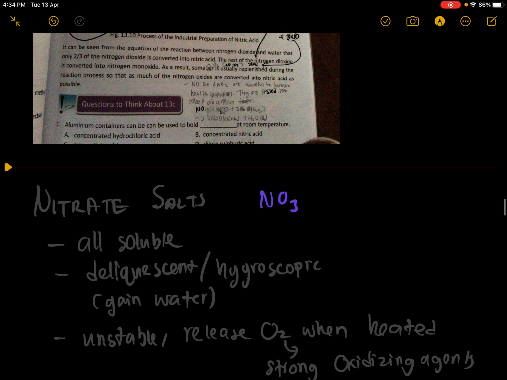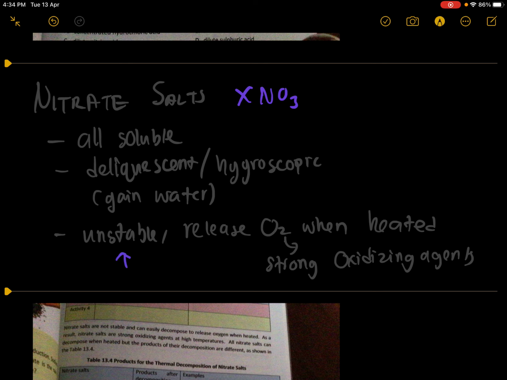Nitrate salts. Nitrate salts are salts which have NO3. So it's something NO3. For example, sodium nitrate, calcium nitrate, ammonium nitrate. The main takeaway from nitrate salts is that they are all soluble and they are also all deliquescent. What that means is they all dissolve in water, but they dissolve in water so much that every time they are exposed to air, they will immediately take the water away so that they become liquefied. So they like water a lot.